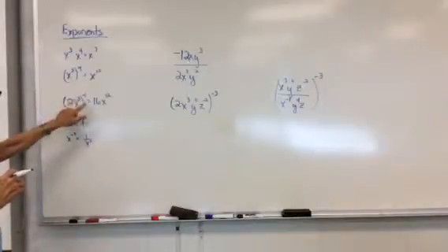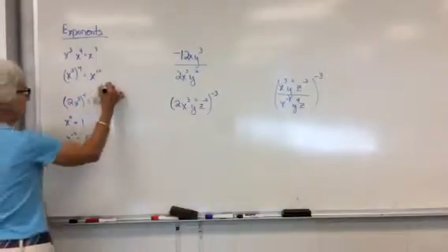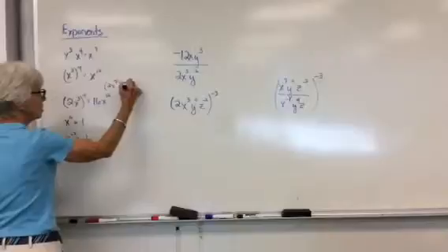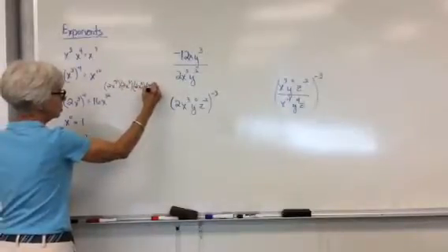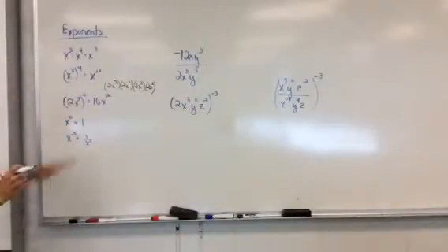2x to the third raised to the fourth, you have to remember that's the same as 2x to the third times 2x to the third times 2x to the third times 2x to the third. So we'd have 2 times 2 times 2 times 2. Okay, so we get 16x to the 12th.